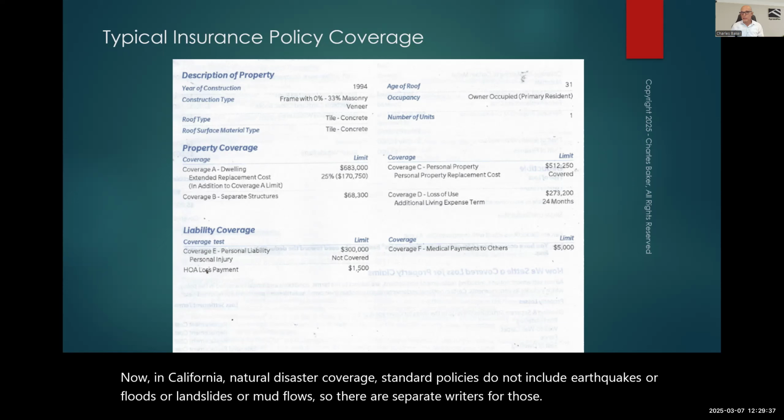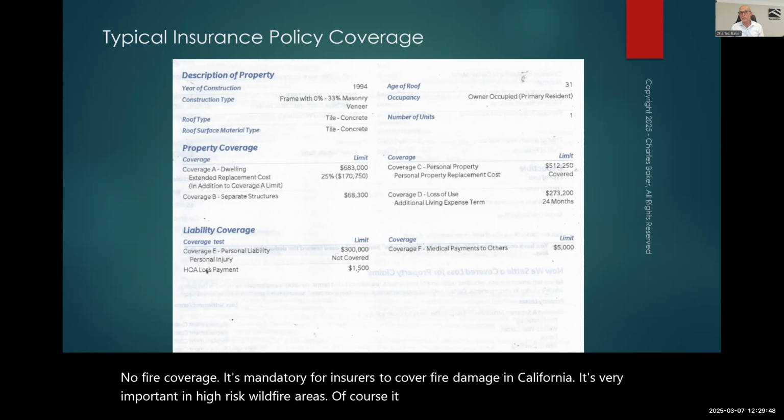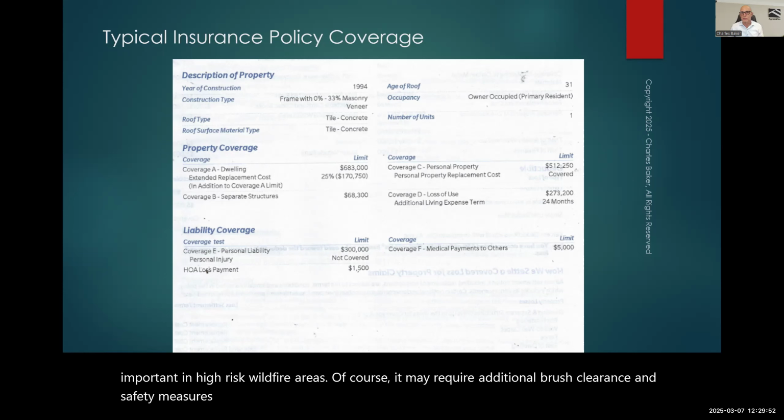Now, fire coverage. It's mandatory for insurers to cover fire damage in California. It's very important in high-risk wildfire areas, of course. It may require additional brush clearance and safety measures. California Fair Plan is available if traditional coverage is denied.